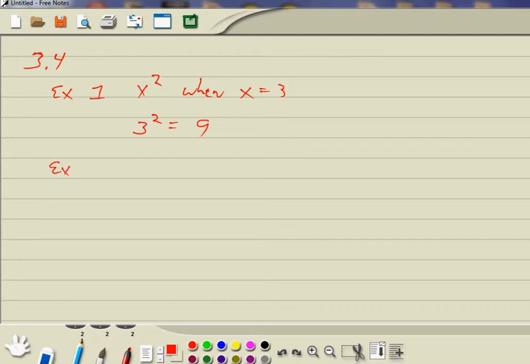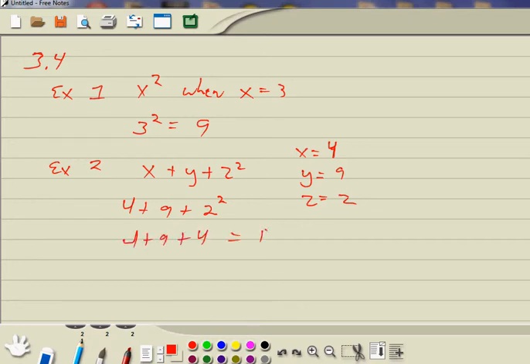In exercise 2, what if I have x plus y plus z squared, where x equals 4, y equals 9, and z equals 2. We plug in those numbers, 4 plus 9 plus 2 squared, and we know by the order of operations we do the 2 squared first, so it's 4 plus 9 plus 4, or 17.